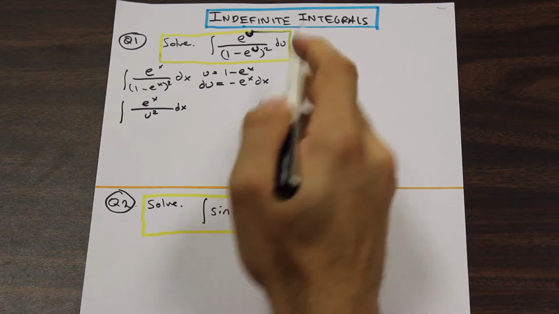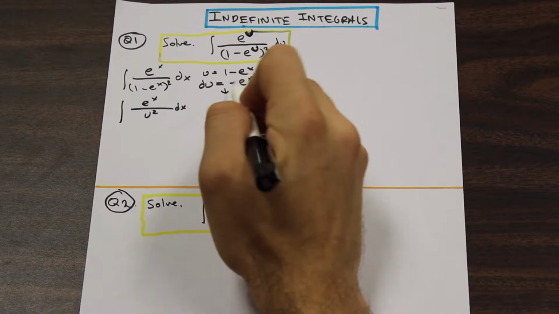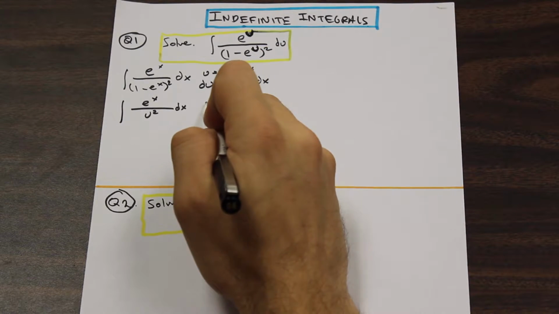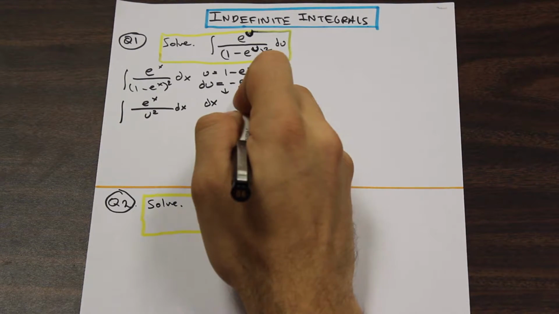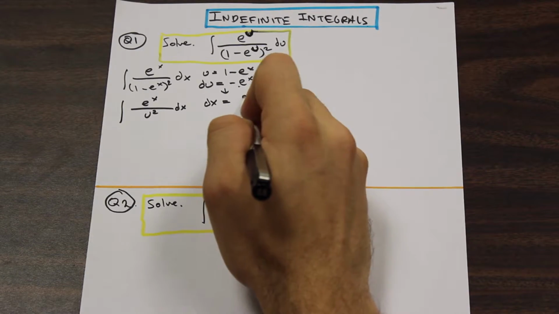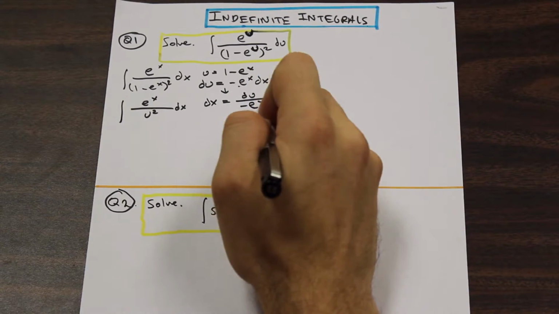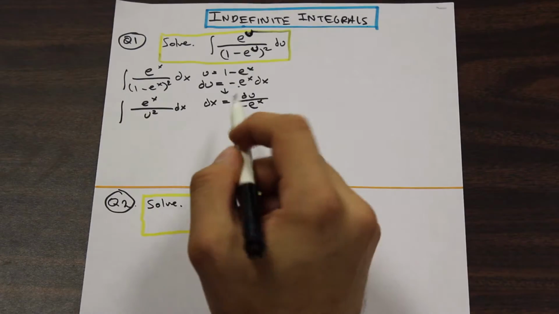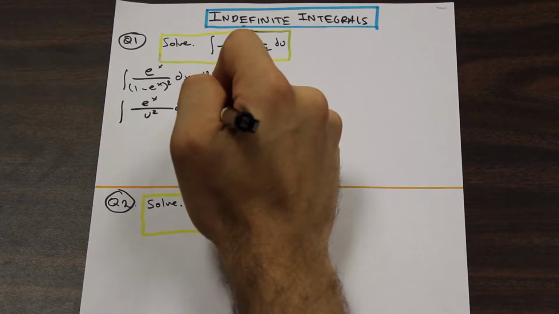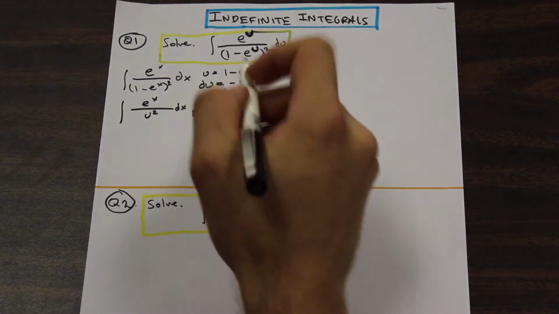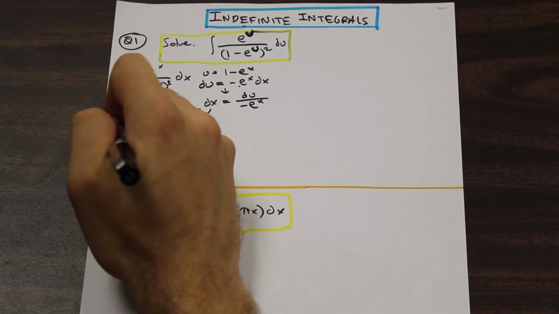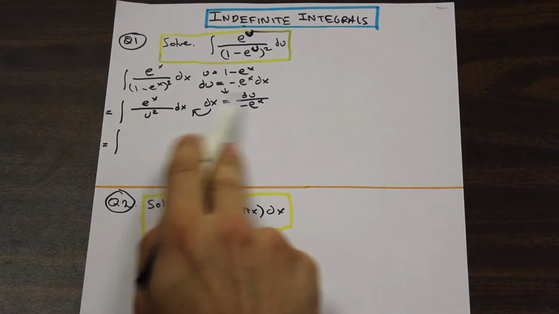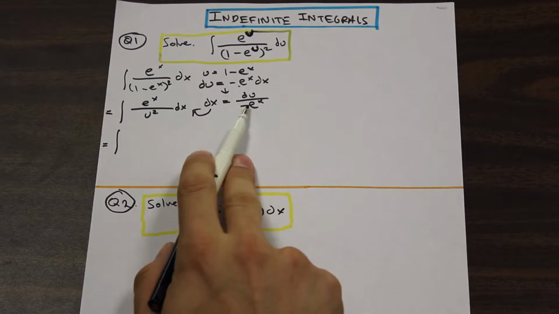So let's go ahead and solve for dx in this equation. I'm going to bring that down here. So dx is equal, I'm just going to divide both sides by negative e to the x. So we have du over negative e to the x. And if you'll see now, if we plug dx into our equation, I'm going to write that down here. I'm plugging dx in here, so I'm plugging in du over negative e to the x.